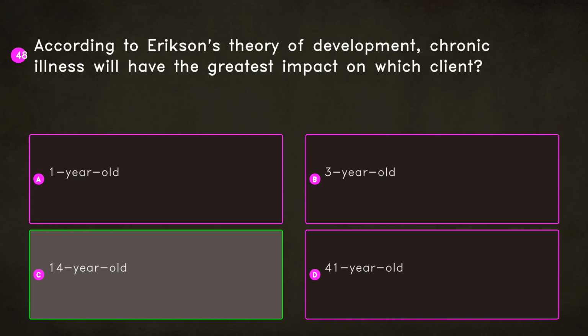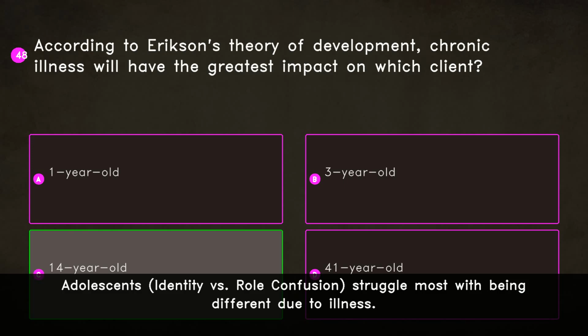The correct answer is 14-year-old. Adolescents, identity versus role confusion, struggle most with being different due to illness.